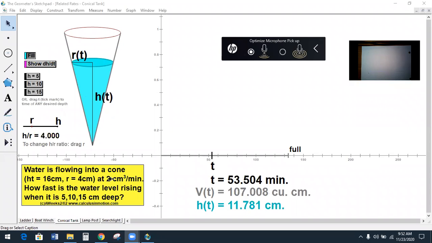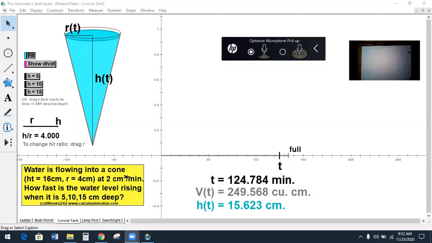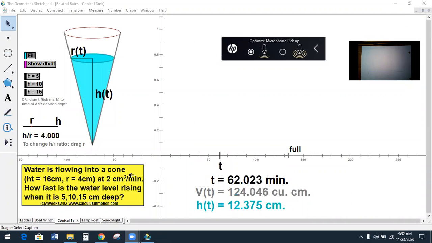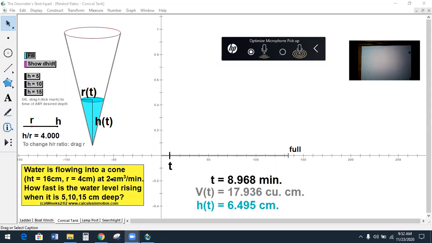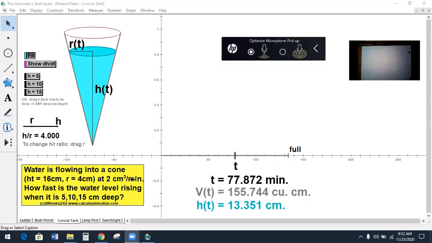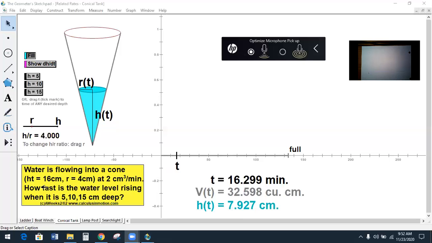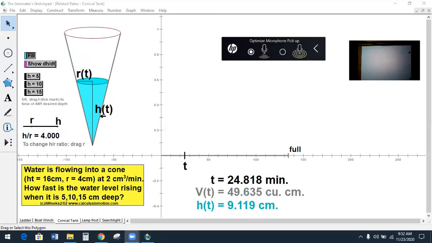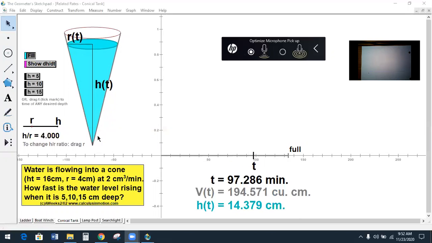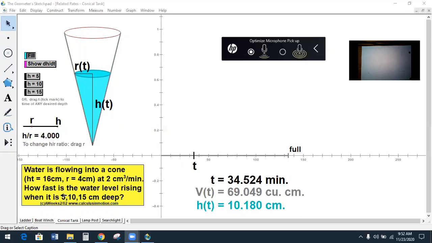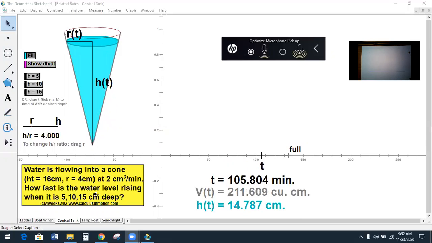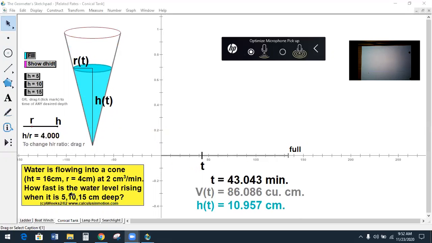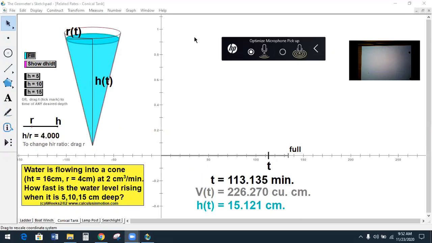And the water is going in at 2 cubic centimeters per minute. That cubed is a big clue that that's about volume. Things that are squared are going to be area, and things that are cubed are going to be volume. And so that's the rate at which the volume is filling up. How fast is the water level rising? So they're asking about H. So how fast is H changing when H is 5 centimeters deep? Again, we're only going to do the first one of these. So when it is 5 centimeters.